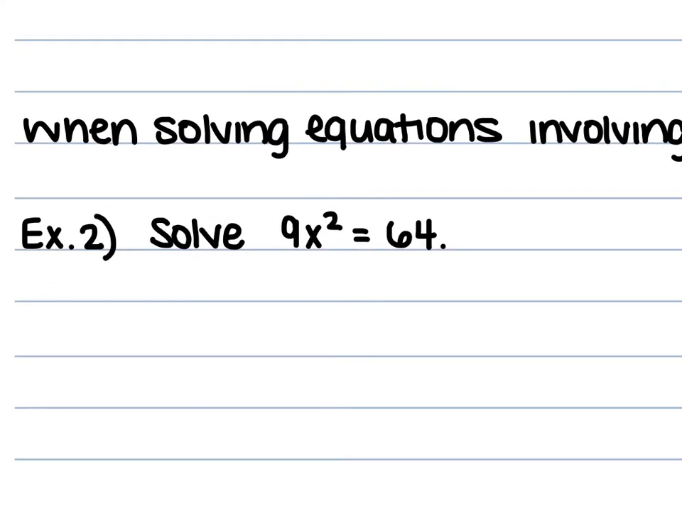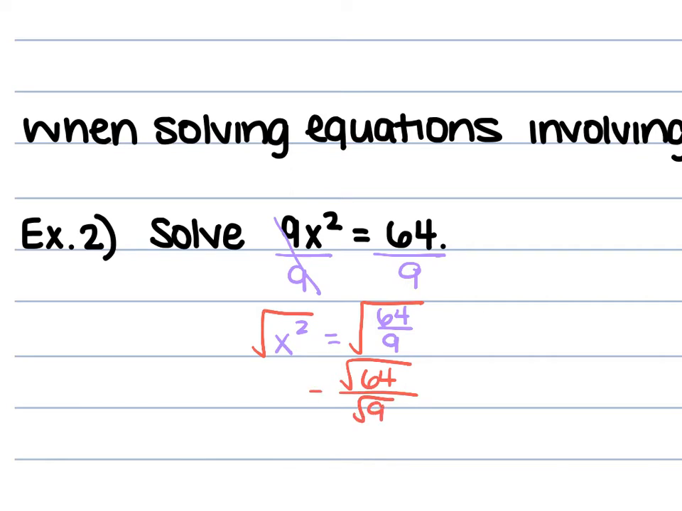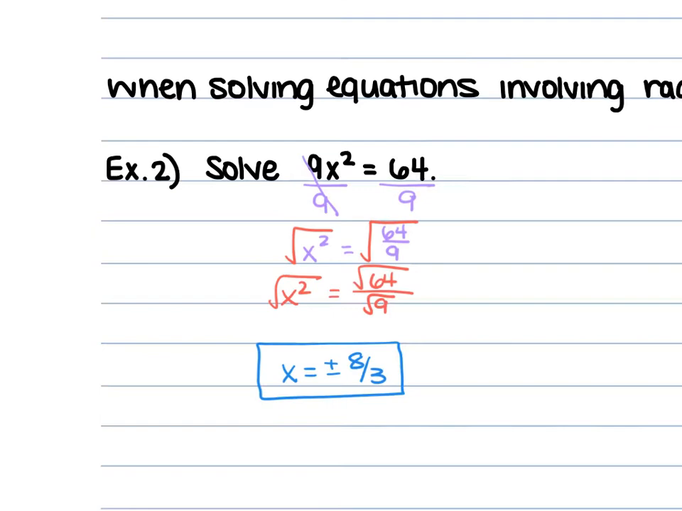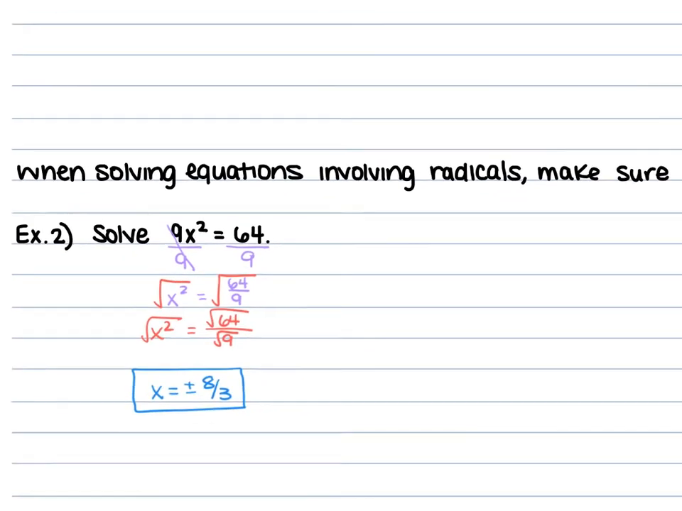So we're going to start by getting x squared by itself. We divide each side by 9. We have x squared is equal to 64 over 9. We're going to take the square root here of both sides. And remember, this is the same thing as the square root of 64 over the square root of 9. We put the plus or minus in front of our answer, and x is equal to plus or minus 8 over 3. And with these, you would leave them as improper fractions here. You wouldn't turn them into mixed numbers.